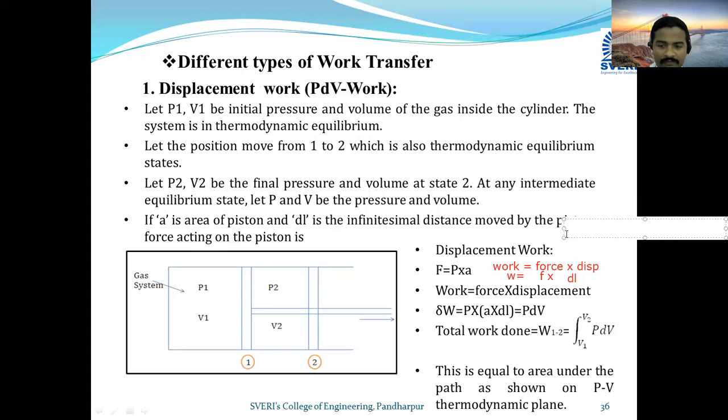आता आपण कन्सिडर काय केले, स्मॉल वर्क डन कन्सिडर केले ना, dW is equal to F can be written as pressure P into area A into dL. dL is the small displacement. dW is equal to P into A into dL. So what is A into dL?